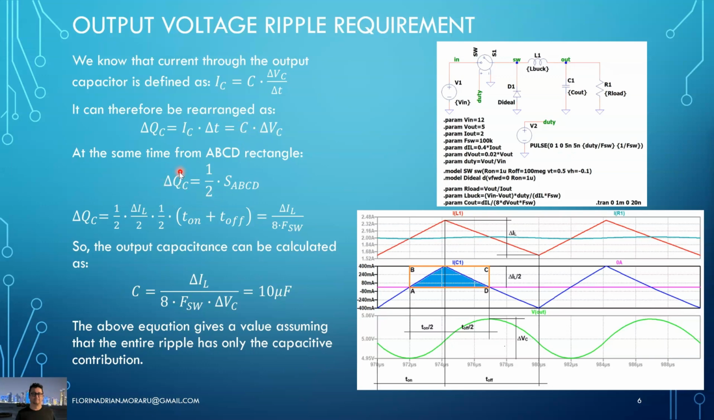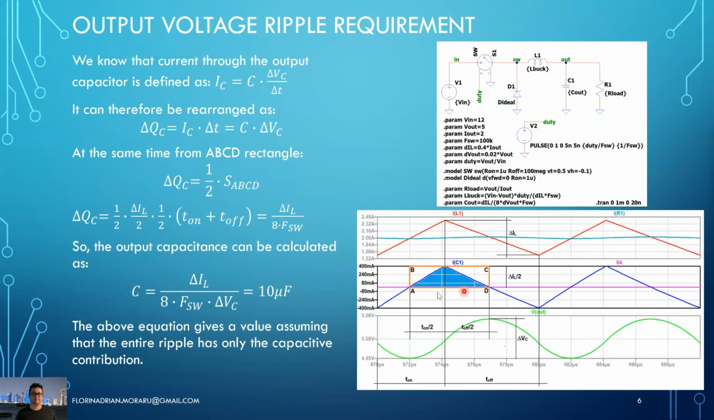Okay, so let's calculate this delta QC. We know it's half of the rectangle area, so we have 1/2 times, and now rectangle area would be just the product of, let's say, CD times AD. The CD we know, we see it's just half of the inductor current ripple, because we have the same current ripple in the capacitor, without the DC bias. So it's actually half of this. So we have delta IL over 2.